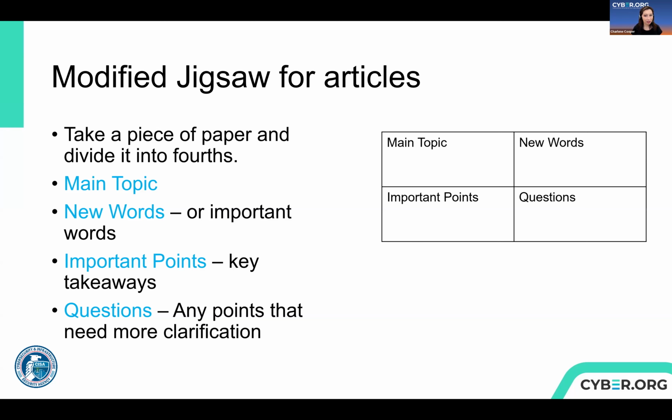One of the quadrants will be the main topic, and that's where, when you're finished reading the article, you'll write what you think was the main topic of your article. Then a spot for any new words or words that you think are important, words that stand out to you as you're reading the article. Then you have a spot for important points or any key takeaways, something that you really want to share with someone else. And then something I think is really important, an area for questions that you have, something that you feel you may need more clarification on.